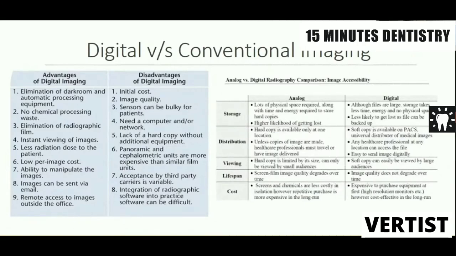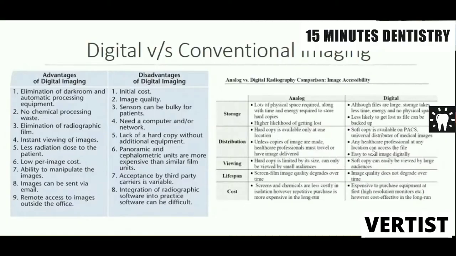Image quality is not as good as your conventional films. Sensors are bulky and difficult to put in the patient's mouth. You need a computer network, lack of hard copy. Panoramic and cephalometric units are very, very expensive. Acceptance by third-party carriers is variable.